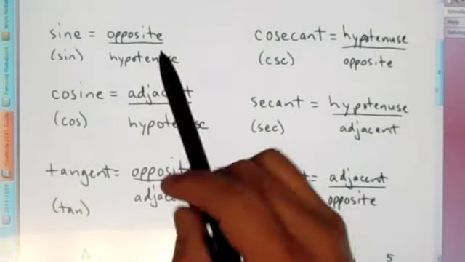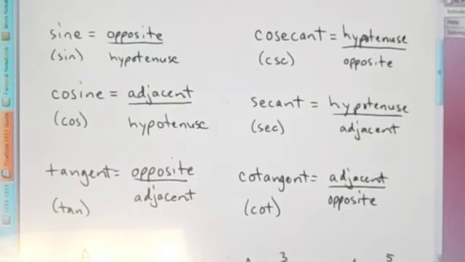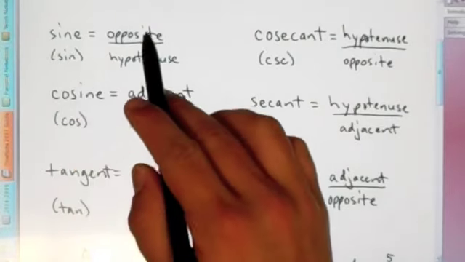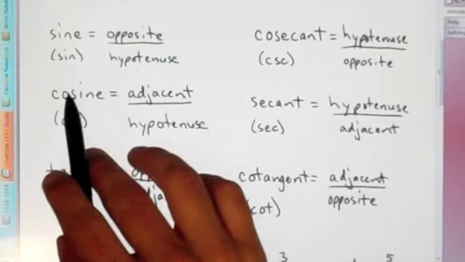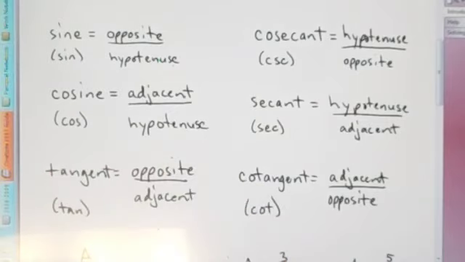Here are the 6. You have sine, which is sin, cosine, and so on and so forth. Now, the 3 sides you're going to be dealing with are opposite, adjacent, and hypotenuse. Those are the only 3 options for a right triangle. It all depends on what angle you're going from. So sine is opposite over hypotenuse. Cosine is adjacent over hypotenuse. Tangent would be opposite over adjacent.